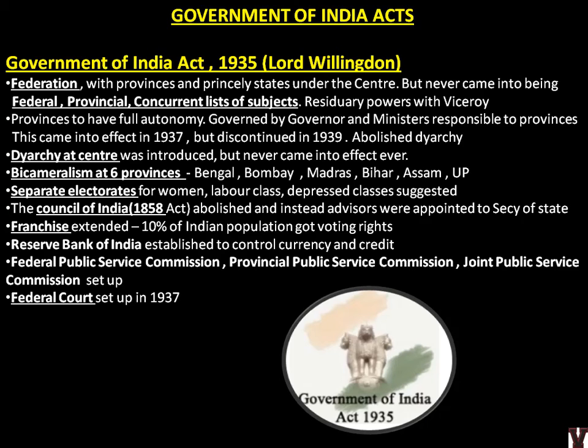If you remember the Council of India, what was the Council of India? It was the 15-member committee or council to assist the Secretary of State as per the 1858 Act. That body was abolished, and instead advisors were appointed to the Secretary of State. So that 15-member council does not exist now. Instead some advisors were appointed.